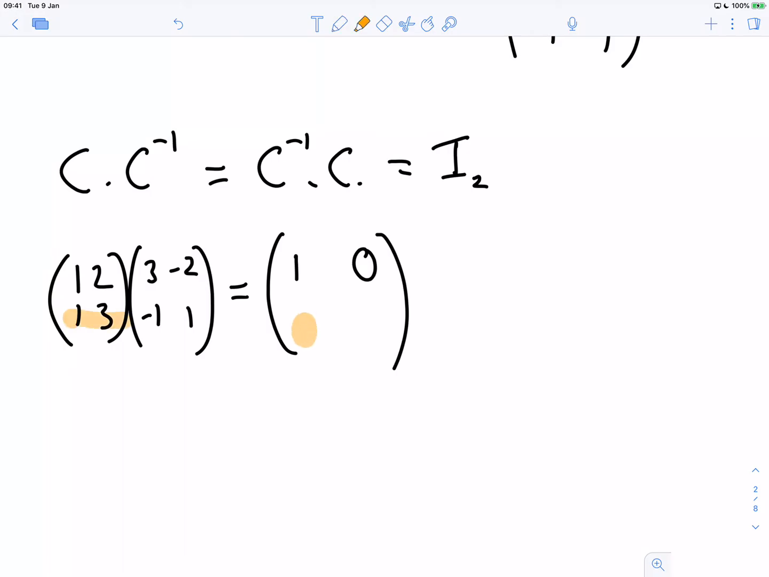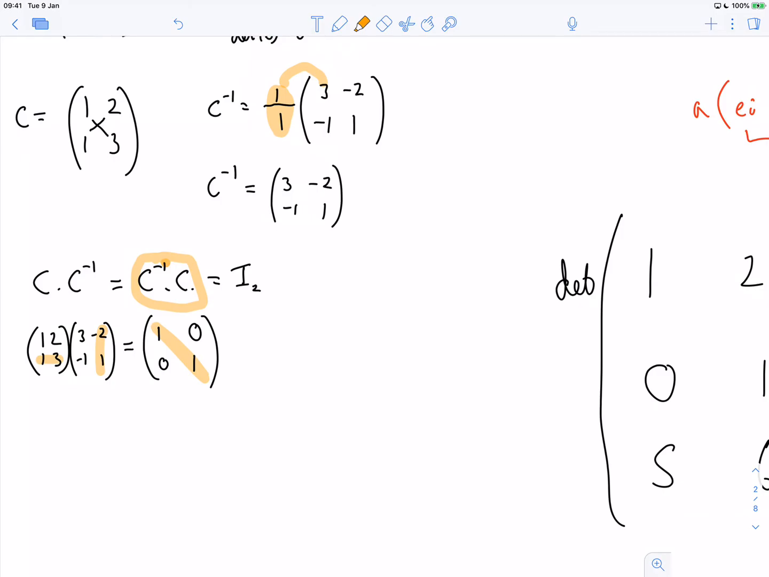Second row, first column. You've got 1 times 3 plus 3 times minus 1. So yes, that does equal a 0. And then second row, second column. We've got 1 times minus 2, which is minus 2, plus 3 times 1. So minus 2 plus 3 does equal a 1. And this is indeed the identity matrix with 1s down what's called the leading diagonal and 0s elsewhere. If you want to, you can prove this as well. I'm not going to go through it because hopefully you should see that it's true.